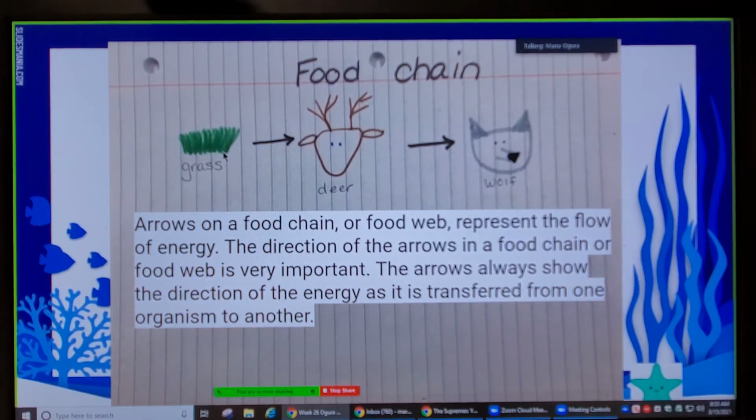You will never have, well, I say never with a little asterisk, an arrow pointing at the grass, except from a decomposer. When stuff decomposes, that makes up nutrients for the plants on our whole planet. So the arrows show the movement of energy from one organism to another.